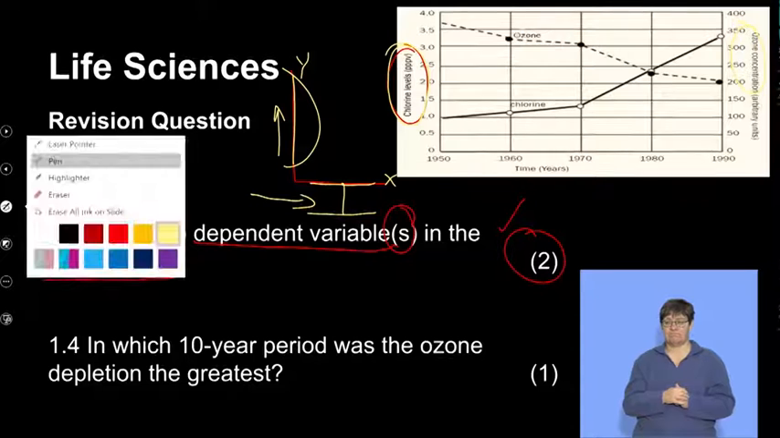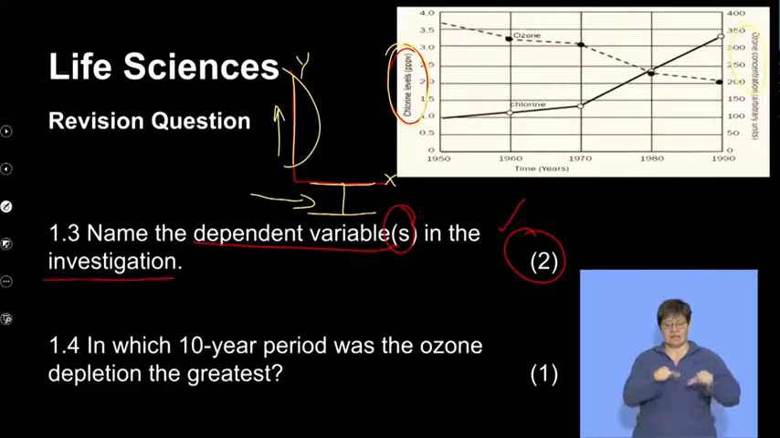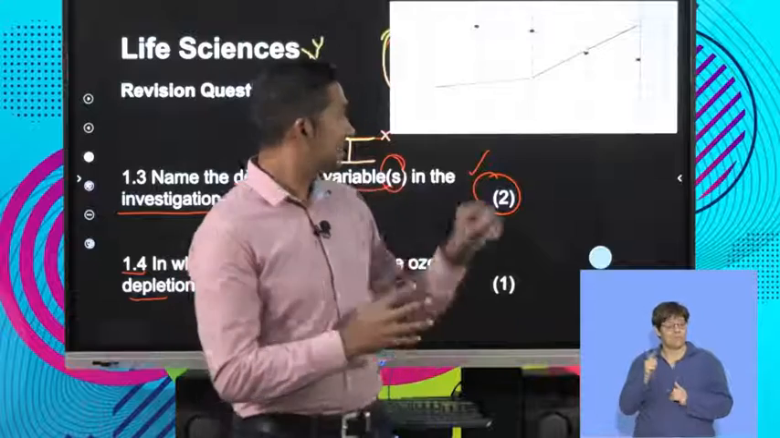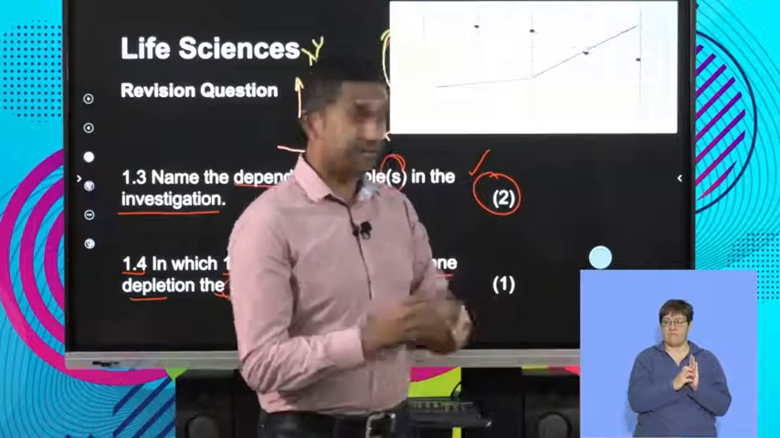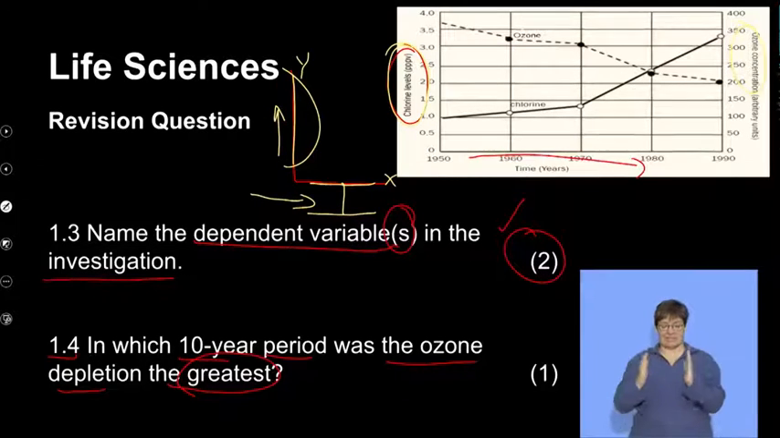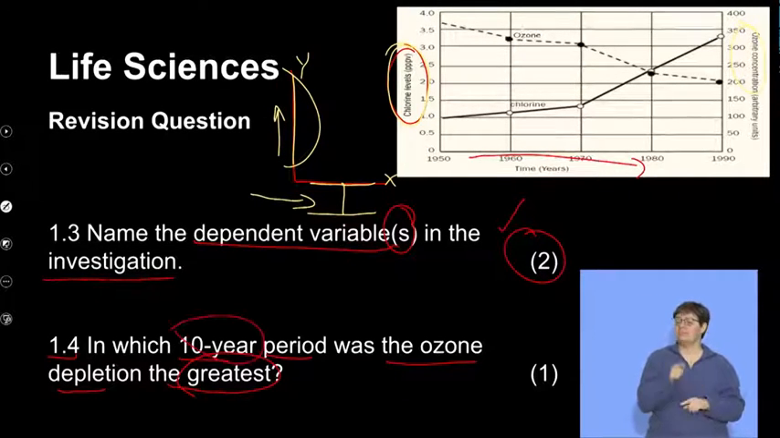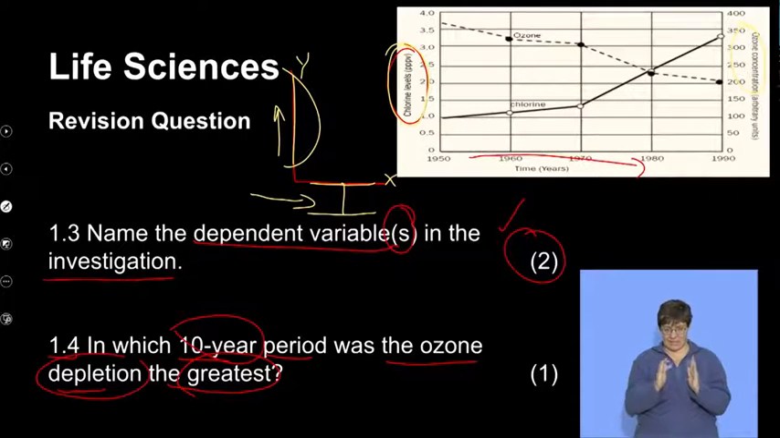Let's move on to the next question. 1.4. In which 10-year period was the ozone depletion the greatest? So guys, again, this graph illustrates the process of data collected over a period of time. The researchers are trying to establish during which 10-year period was the depletion the greatest.